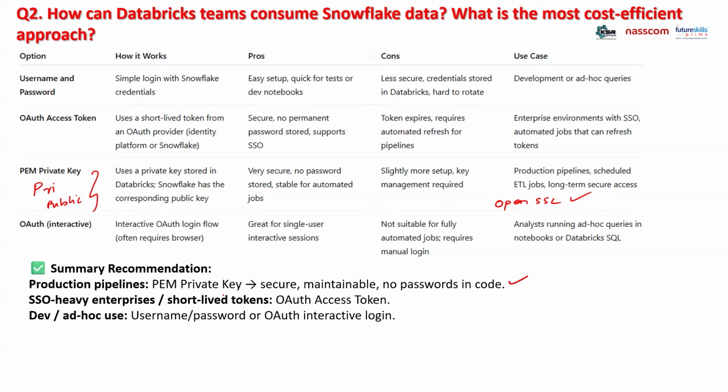If you are using short-lived application tokens, where you want to frequently keep changing them, then you use SSO, heavily enterprise or short-lived tokens. If you are doing development or ad hoc analysis, you will always use username and password. But you don't need to worry, because these are admin kinds of work, which your Databricks admin will take care of. But you need to understand how your data is coming from Snowflake to Databricks.